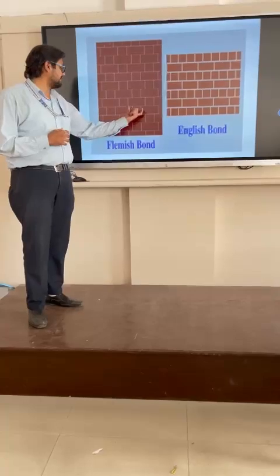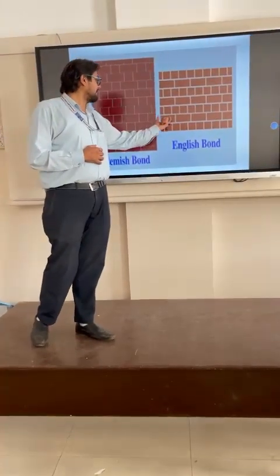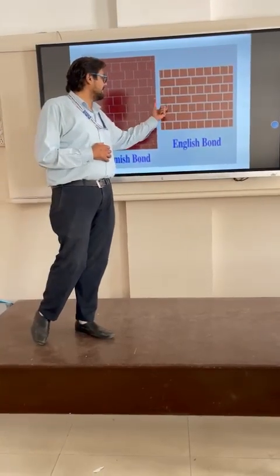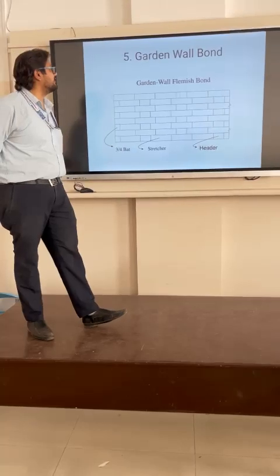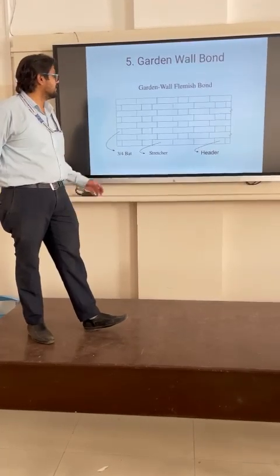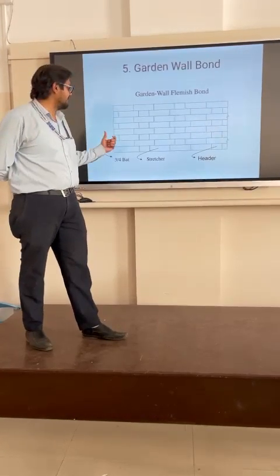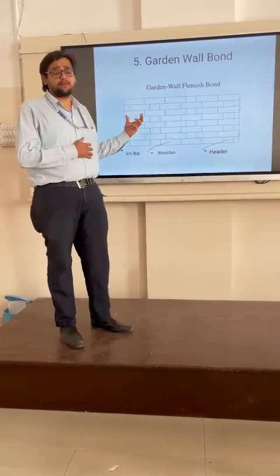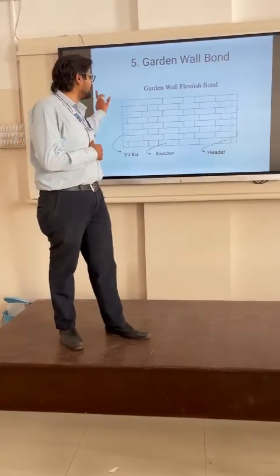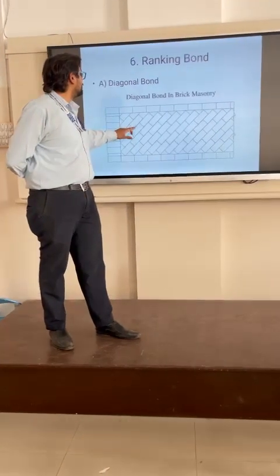Each layer in English bond has alternate header and stretcher, and here alternate courses have header and stretcher bonds. Moving further, the fifth bond is the garden wall bond. There are again some types. It is very similar to Flemish bond, that is alternate courses are a combination or mixture of header and stretcher bond. These are some types of garden wall bonds.